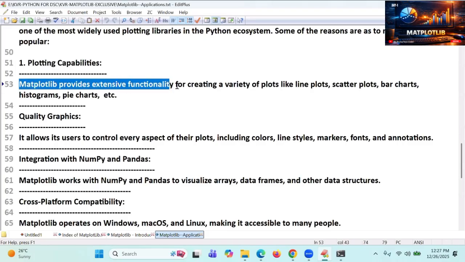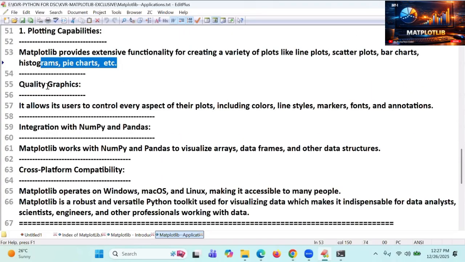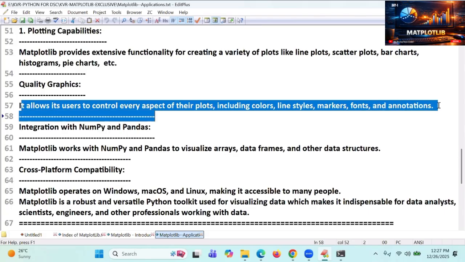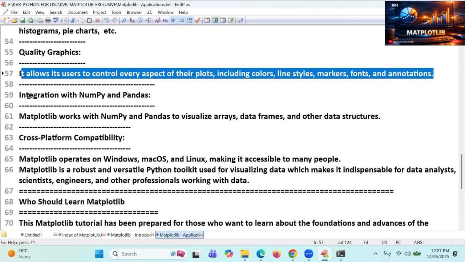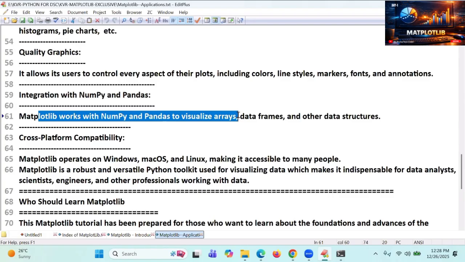Matplotlib provides extensive functionality for creating a variety of plots like line plot, scatter plot, bar plot, histogram, pie plot. Quality graphics it can generate. It allows the user to customize every aspect of their plot, including colors, line styles, markers, fonts, annotations, etc. Integration with NumPy and Pandas, as I already said to you. Matplotlib works with NumPy ND array data, and Pandas Series and DataFrame data, for visualization of arrays, data frames, and other data sets as well.